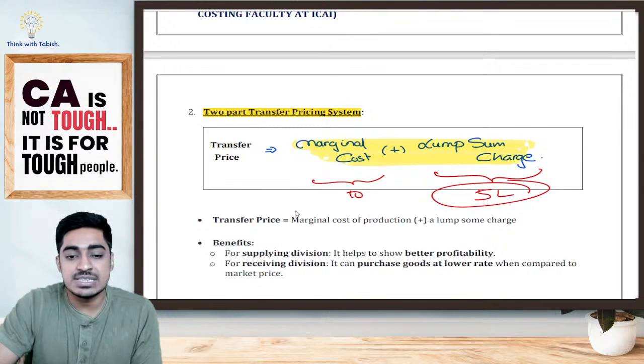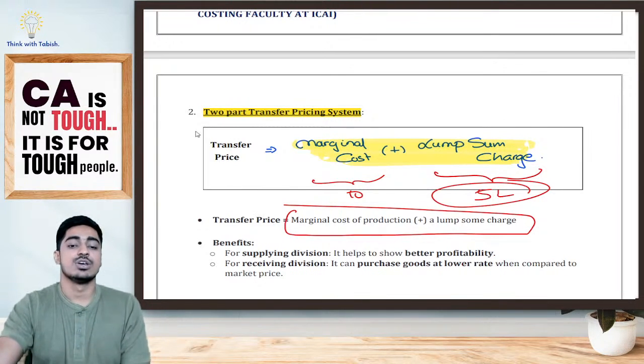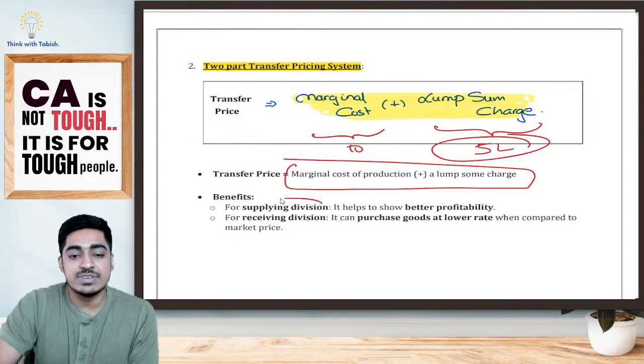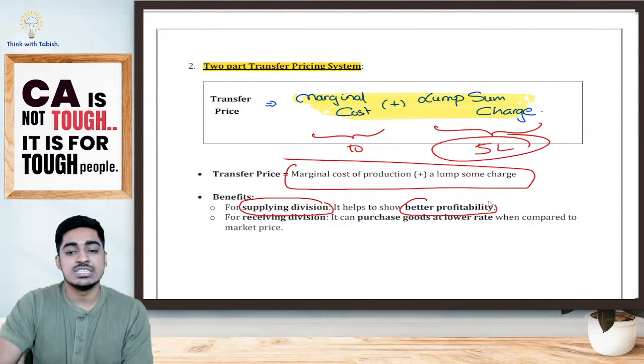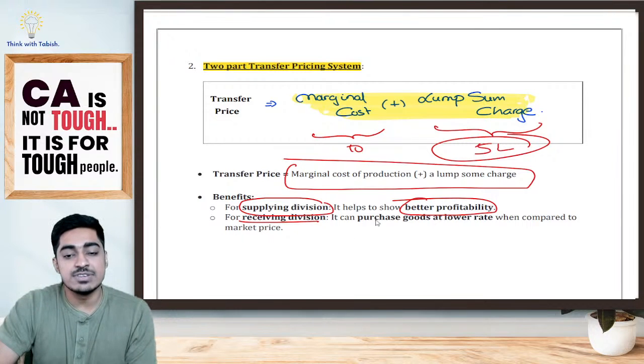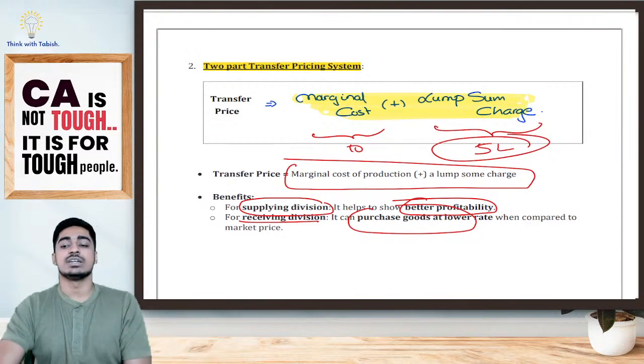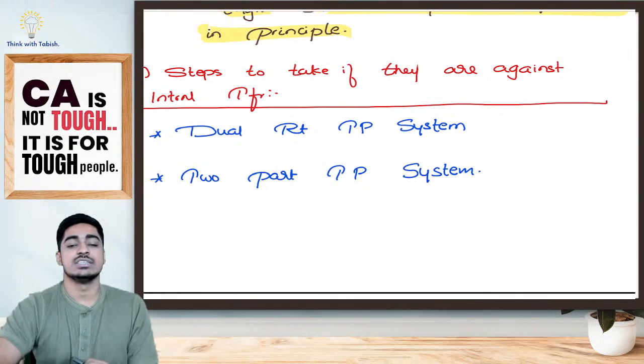So transfer price is the marginal cost plus a lump sum charge. What is the benefit? The supplying division is happy because it is in a position to earn a profit. The receiving division is also happy because it can purchase the goods at a lower rate. Yes, this is what it is.